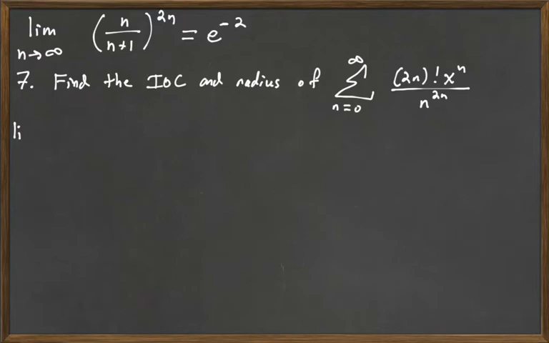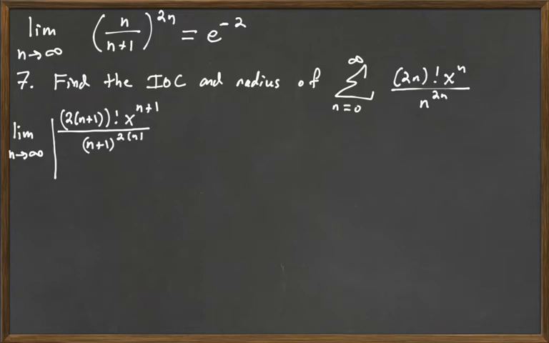So typically, the ratio test is going to be our go-to method. Sometimes maybe the root test. The ratio test handles n factorials quite nicely, so we want to use the ratio test here. So we're going to look at the limit as n goes to infinity of 2 times n plus 1, and then that's going to be a factorial, x to the n plus 1, divided by n plus 1 raised to the 2 times n plus 1, divided by 2n factorial x to the n all over n to the n. And so we're just applying the ratio test here.